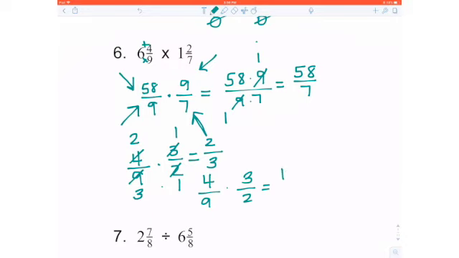4 times 3 is 12. 9 times 2 is 18. And then we would have simplified by dividing the top and the bottom by 6. We would get 2 over 3. We would have gotten the same thing.